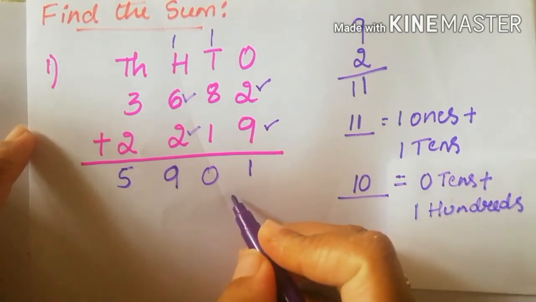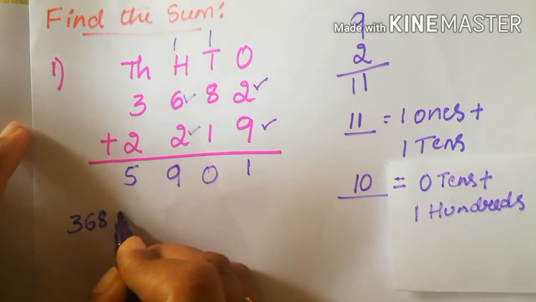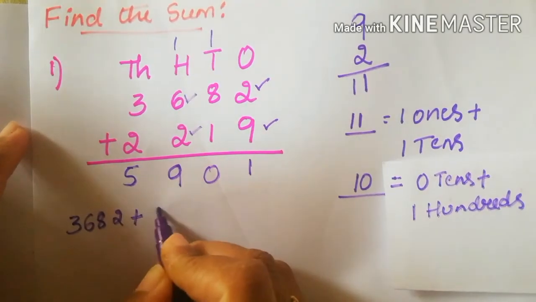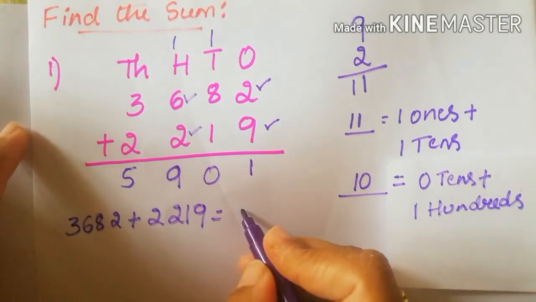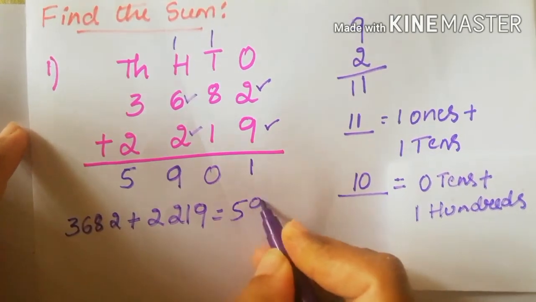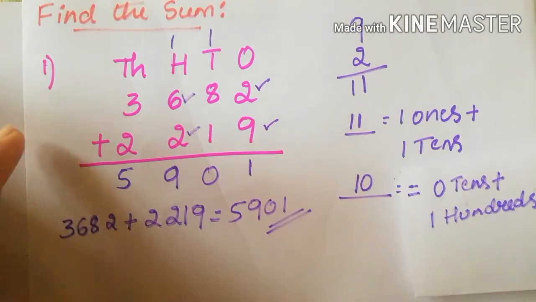Hence, adding 3682 plus 2219, we get 5901. Okay, well, now let us solve another problem.